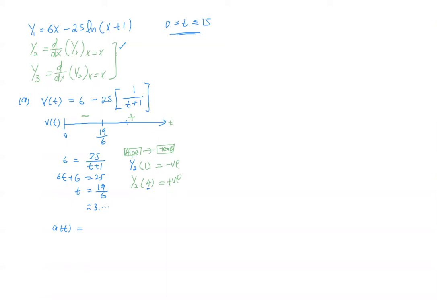Okay, before I get to a(t), what is good is you rewrite your v(t) to the power of -1, correct? So your v prime t, a(t), will be 0 minus 25. Bring down the power, copy down the whole thing. Power take away 1 times by the derivative of the inside. Okay, so you get 25 over t plus 1 squared.